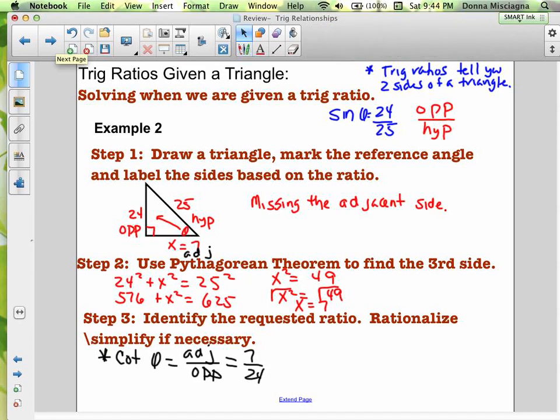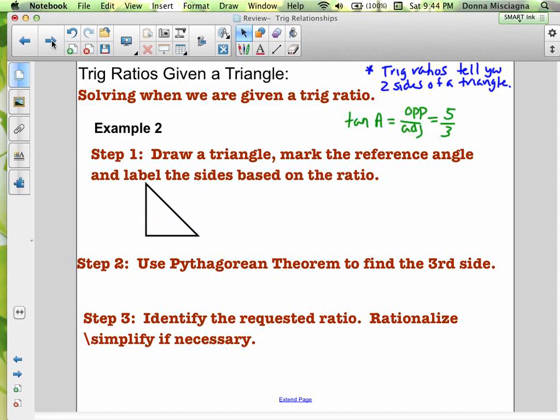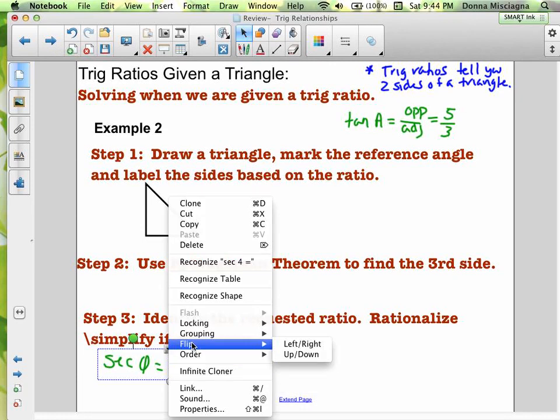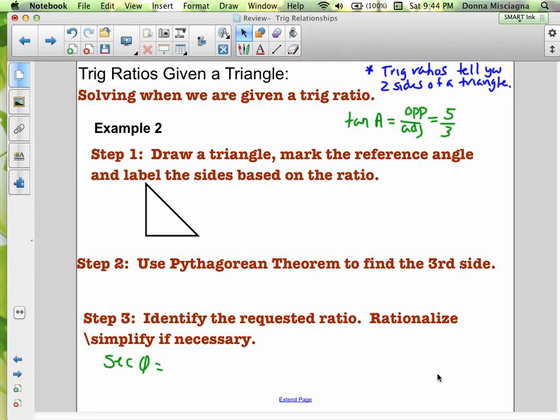Let's try another one. And this time I'm going to write down the ratio we're going to find before we get started. I think I have 3 of these. So here we're given tangent, so let's find secant. And so this doesn't disappear again, I'll lock it in place. We'll never lose it again.